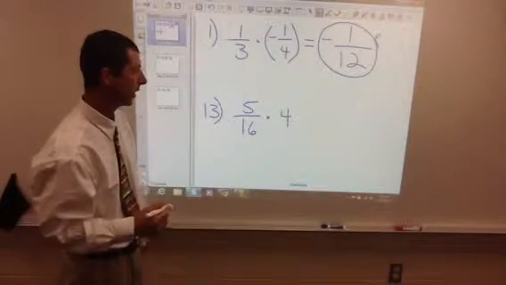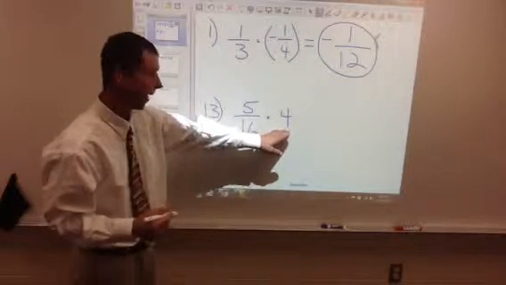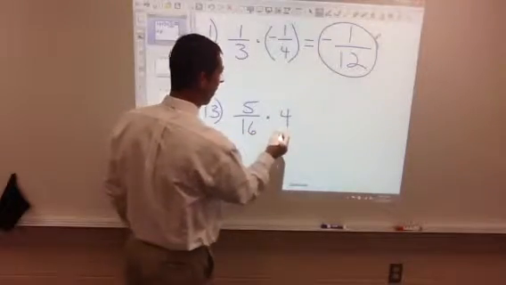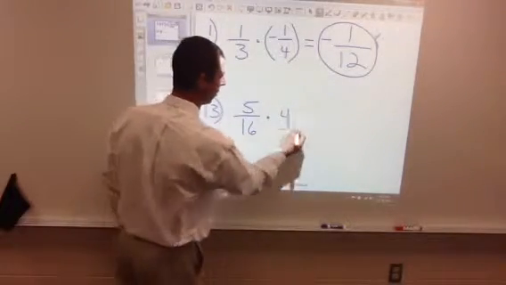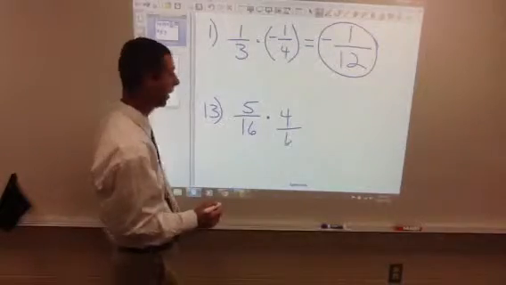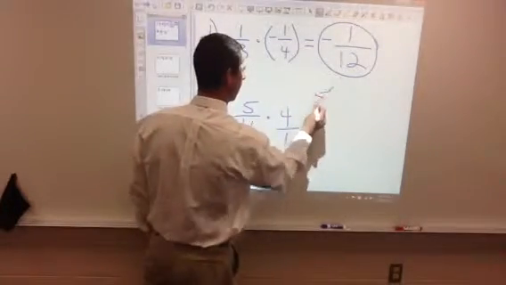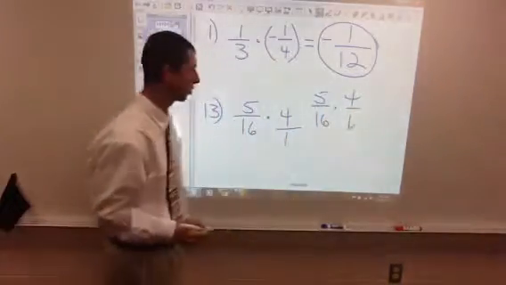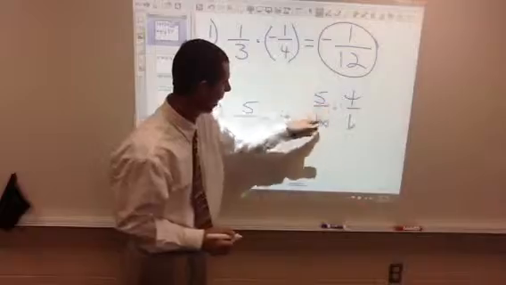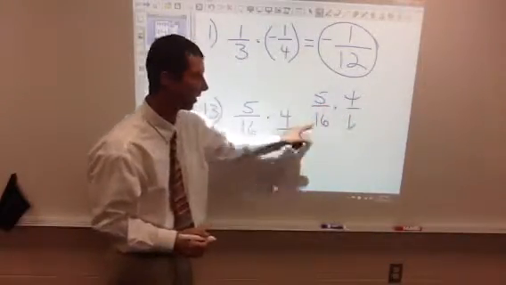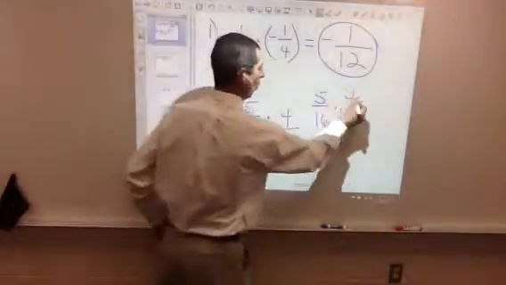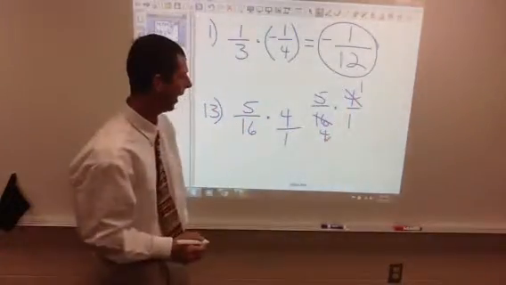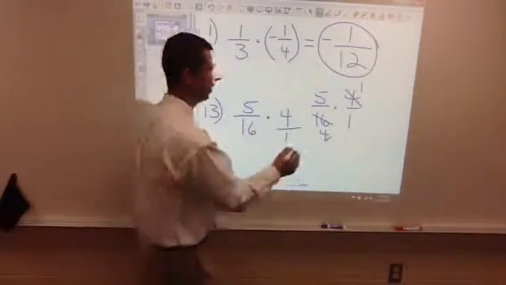Okay, here's number 13. Now, this one, 4 has to be written as a fraction, 4 over 1. I'm going to rewrite it on your worksheet, you could probably do this right here. I'm okay with that. I'm going to rewrite it though because I just feel better if it's lined up better. So there's my problem now. I can do some reducing here, 4 and 16. 4 goes into 4 once, and 4 goes into 16 4 times. Now there's no other reducing, so I go ahead and multiply.